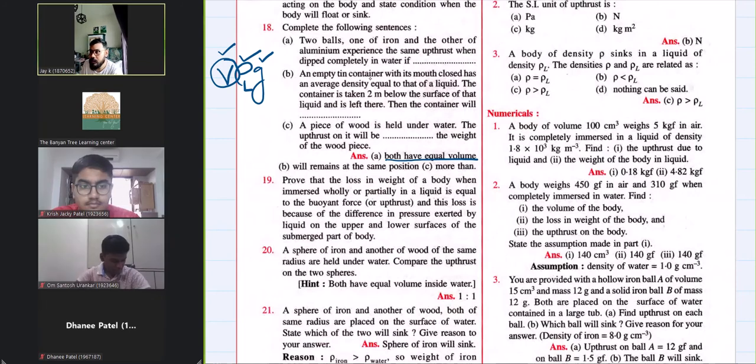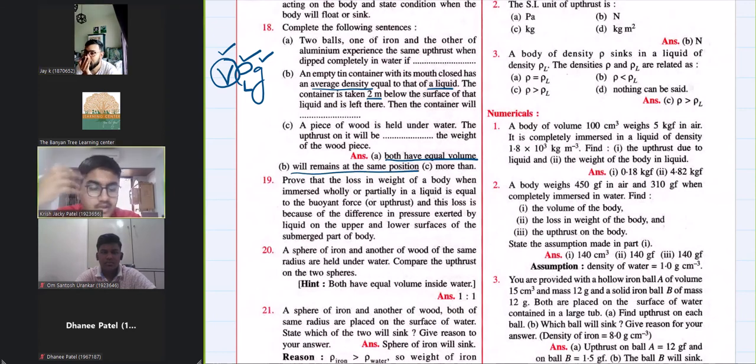An empty tin container with its mouth closed has an average density equal to that of a liquid. The container is taken 2 meter below the surface of that liquid and it is left there. So average density of empty container is equal to the liquid. After you leave it 2 meter below, what will happen to the container? They are saying it will remain in the same position.